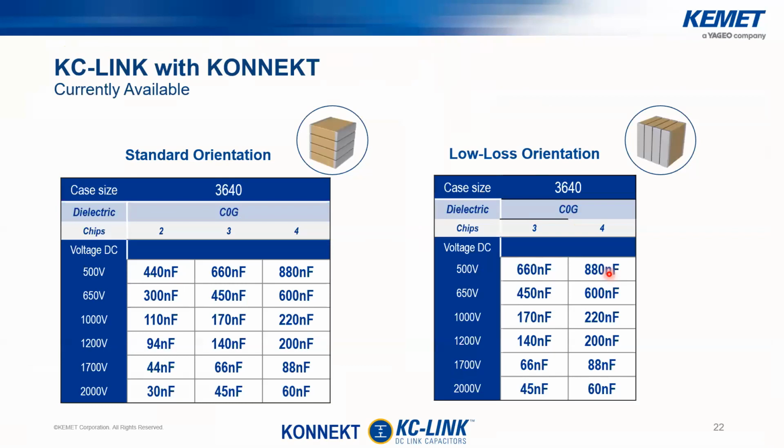So these are the different orientations that we have and the values that we can reach from the standard component point of view. We have from 500 to 2000 volts, and we can connect 2 to 4 parts, oriented in the standard orientation or low loss orientation. Of course, these are not limited to these ones. We can develop specific part numbers depending on the requirement of the market and the application.